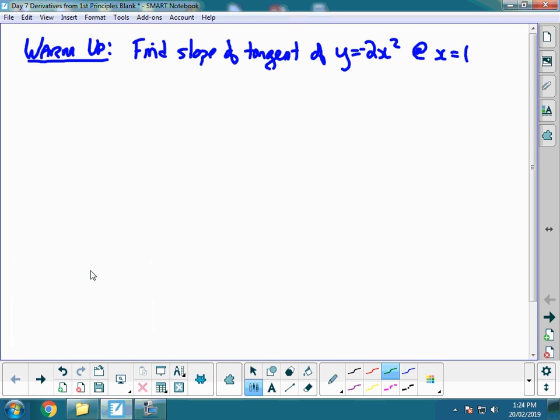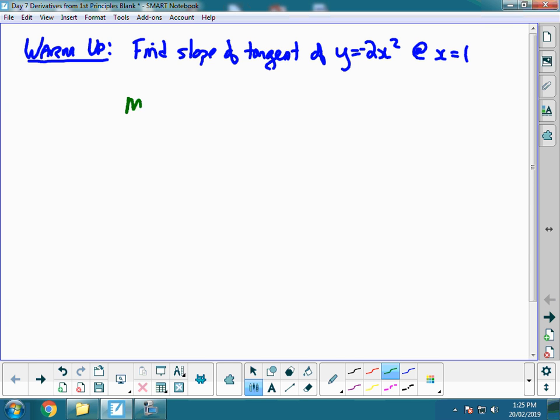Last day we found how to find the actual slope of the tangent using the slope formula that we had learned before, but also the idea of a limit. So as a warm-up, we're just going to remind ourselves of how we actually find the slope of a tangent. In this one, we're going to find the slope of a tangent of the function y equals negative 2x squared, and we're going to find it at x equals 1.